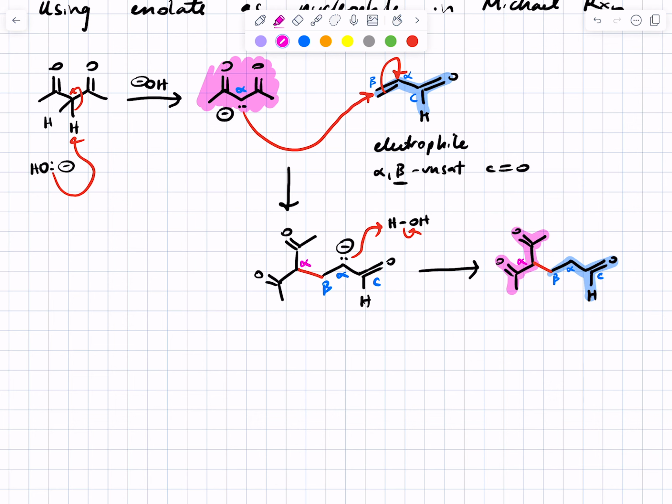Yeah, the text doesn't really tell you that. It just shows forward arrows, so I'm just following that. Good, yeah? Are we assuming that the alpha beta unsaturated carbonyl compound is not acidic enough to be competing with that ketone? Right.